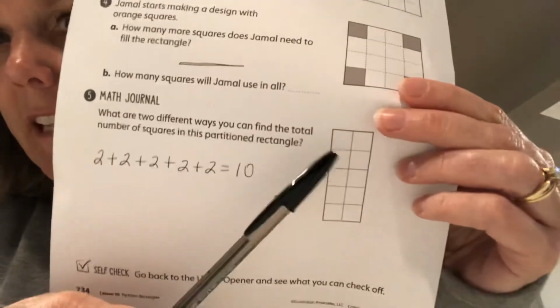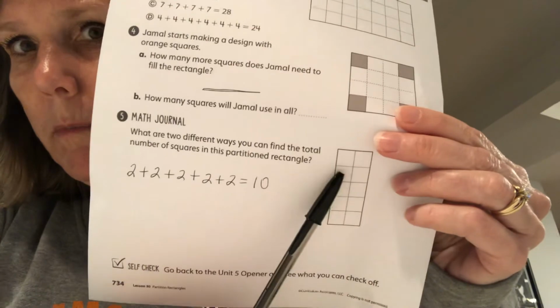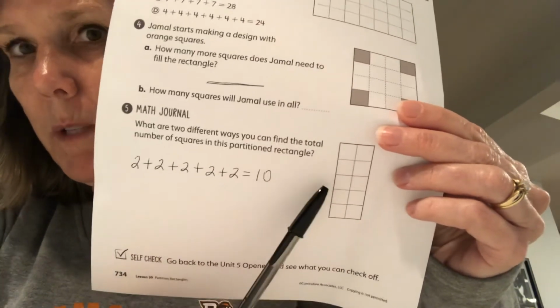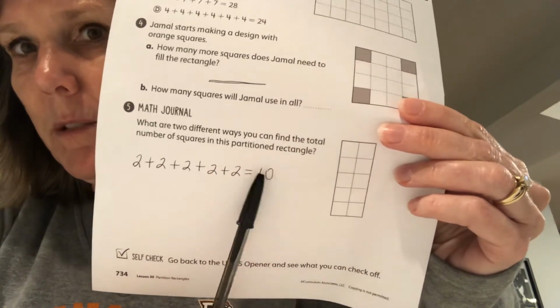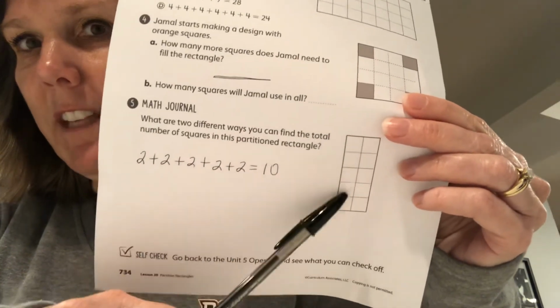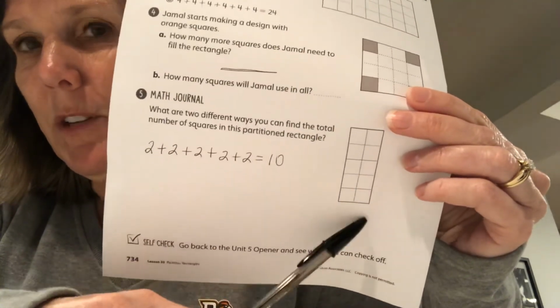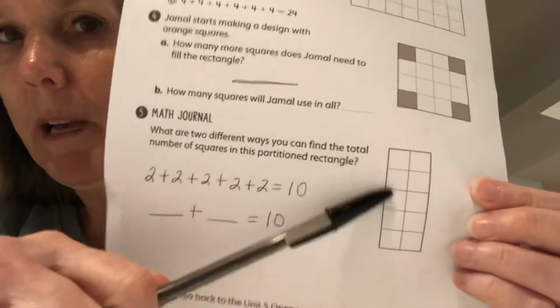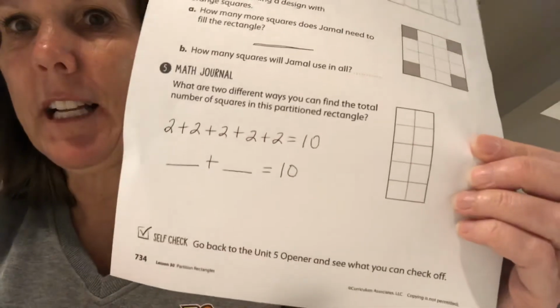1, 2, 3, 4, 5. 1, 2, 3, 4 plus 2 equals 2, 4, 6, 8, 10. So that's saying this. 2 plus 2 plus 2 plus 2 plus 2 equals 10. I saved the column for you. So you're going to give me a number sentence that looks like this. Okay? And you're going to get that by going, oh, how many in this column? How many in this column?